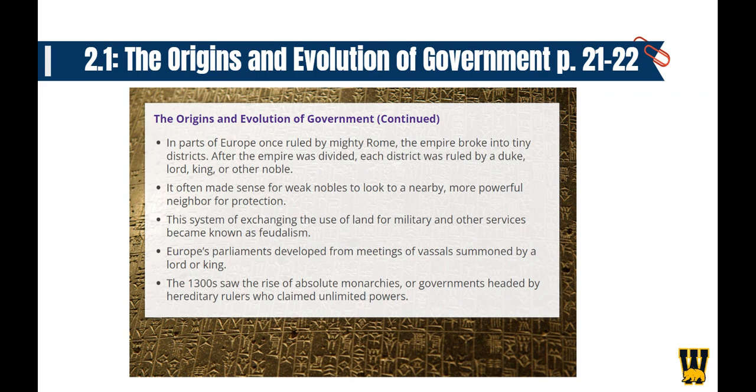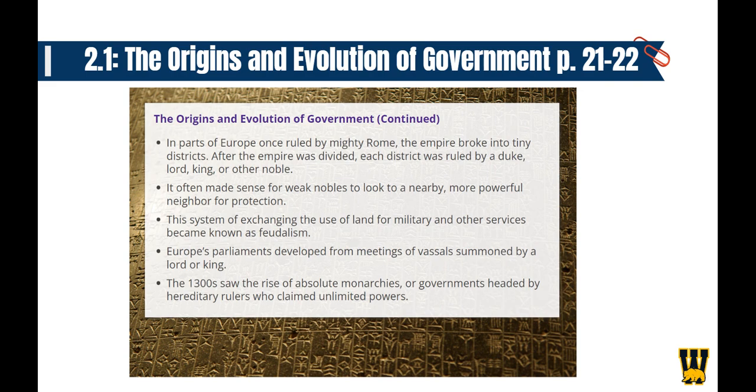The origins and evolution of government continued. In parts of Europe once ruled by the mighty Rome, the empire broke into tiny districts. After the empire was divided, each district was ruled by a duke. It often made sense for weak nobles to look for a nearby, more powerful neighbor for protection. This system of exchanging the use of land for military and other services became known as feudalism. Europe's parliaments developed from meetings of vassals summoned by a lord or a king. The 1300s saw the rise of absolute monarchies, or governments headed by hereditary rulers who claimed unlimited powers.